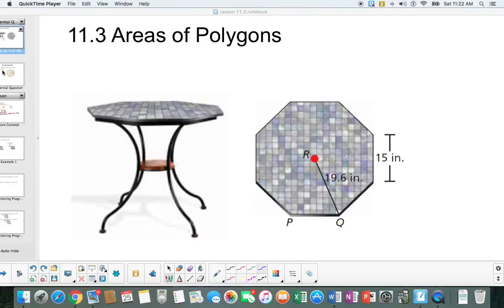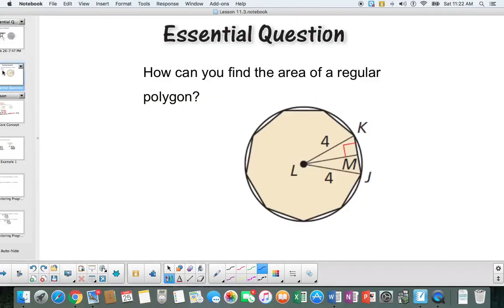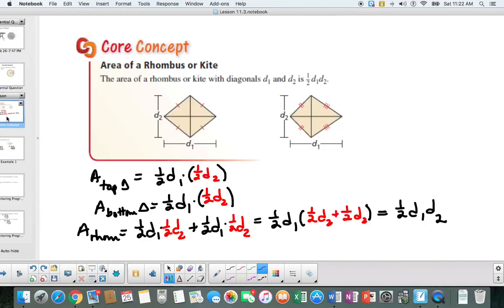11.3 Areas of polygons. Essential question: how can you find the area of a regular polygon? We'll start first by finding the area of a rhombus or a kite. A rhombus is a parallelogram, so you can use the formula A equals BH, but there's another formula that you might want to consider, and that's this formula: 1/2 diagonal 1 times diagonal 2.